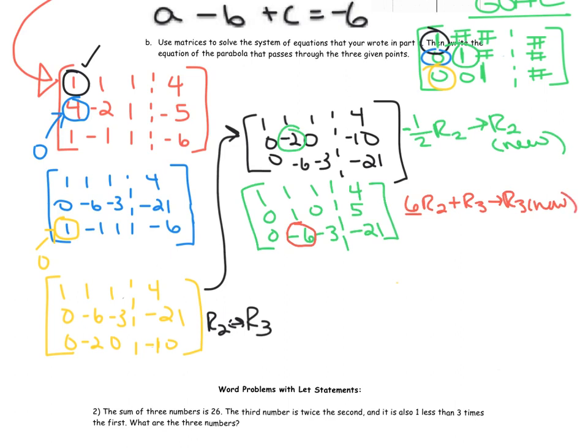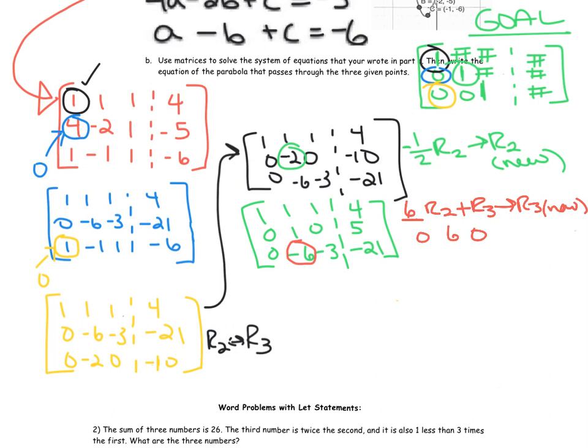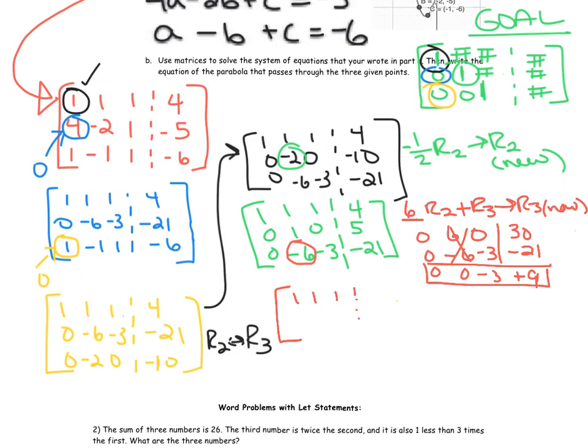So when I multiply my second row by 6 and add it to the third row, I'll get my new third row. So let's write that out. Okay, so I'm looking at 0, 6, 0 with 30. And I have 0, -6, -3, -21. When I add these vertically, we have 0, 0, -3, +9. Okay, so now this is my new third row. So let's replace. I have 1, 1, 1, 4. Nothing changed about the second row. And now my third row is 0, 0, -3, 9.